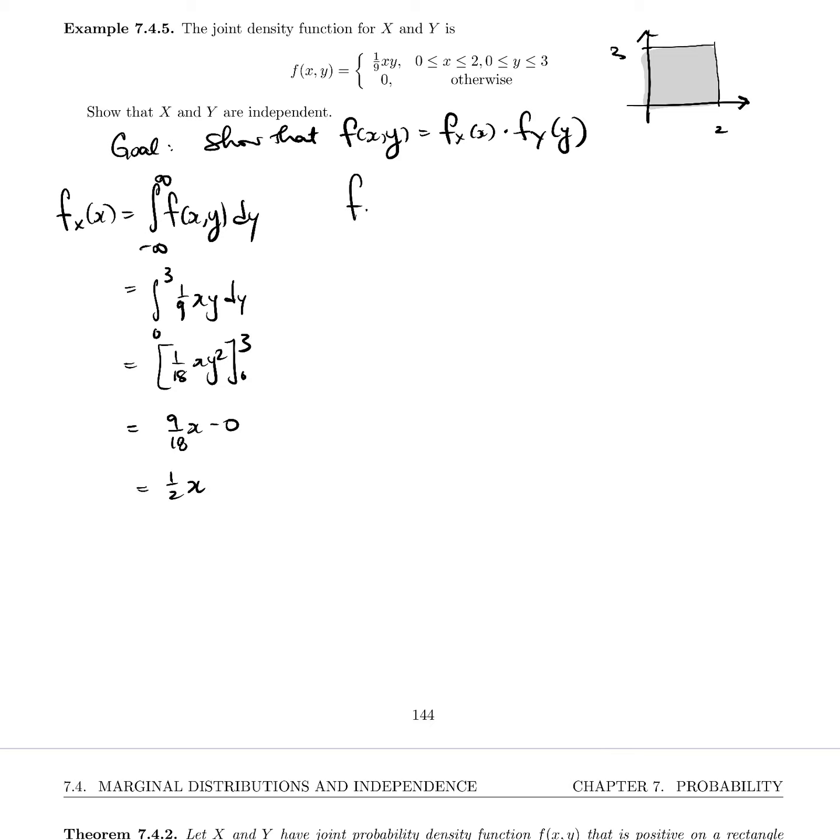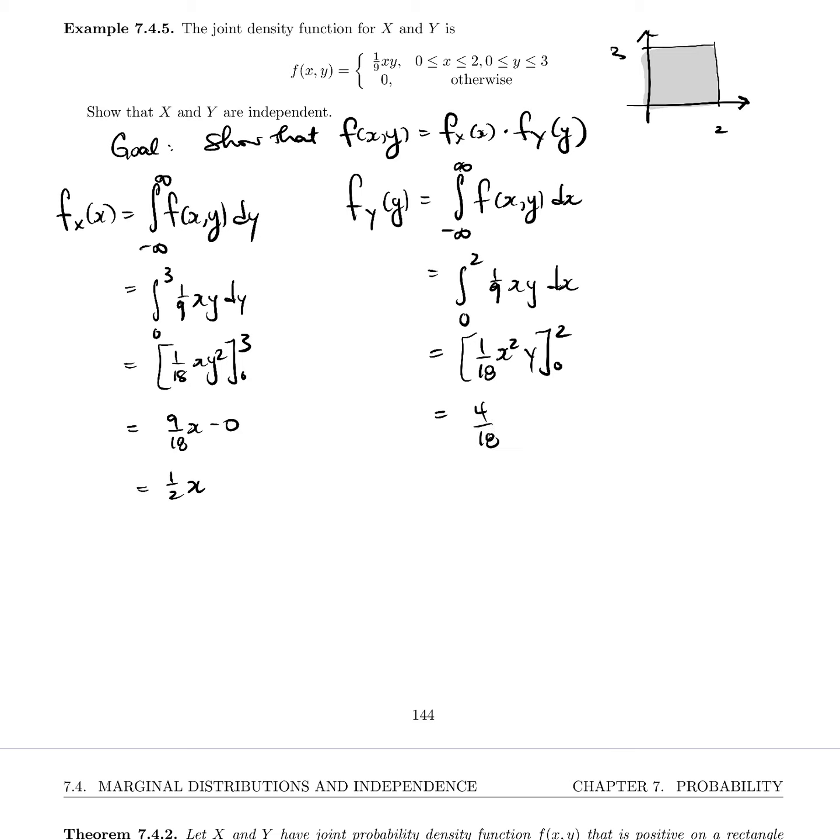And now we're going to do the same thing for y. F sub y of y is the integral from minus infinity to infinity of f of xy dx this time. So we're integrating out the x to leave a function of y. X goes from 0 to 2, and so we're integrating the same density function, this time with respect to x, and so the antiderivative that we want is going to be 1/18th x squared y from 0 to 2 this time, and so that gives us 4/18 y minus 0, or 2/9 y.